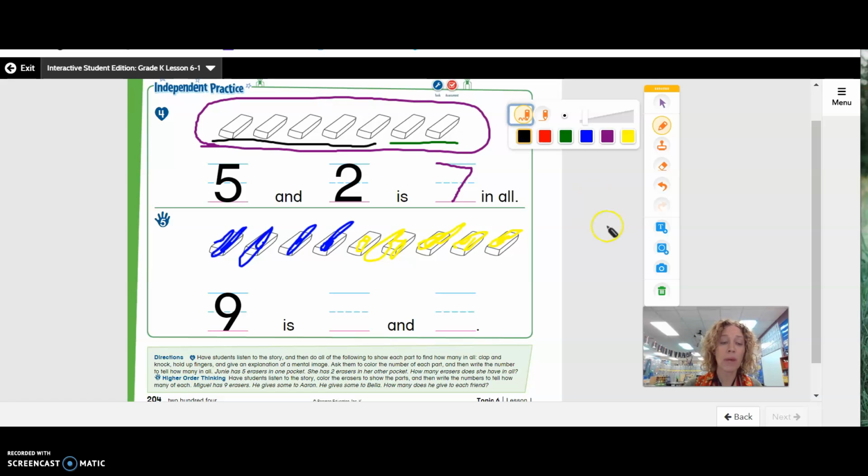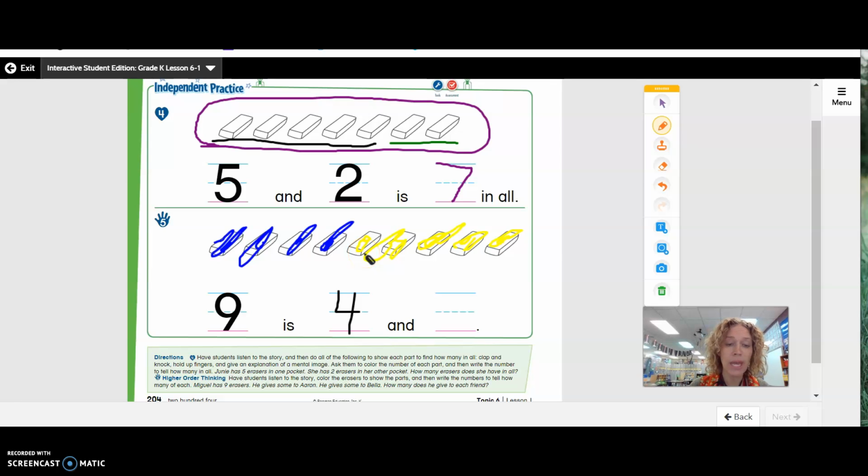I need to count how many, because we had 9 altogether. How many did I give Aaron? Let's count. He got the blue ones. 1, 2, 3, 4. He had 4. So I'm going to make a 4. Little line, big line, down. Now I'm going to count how many he gave to Bella. Ready? Count with me. 1, 2, 3, 4, 5. How many did he give Bella? 5. Little line, little curve, little line across the top.